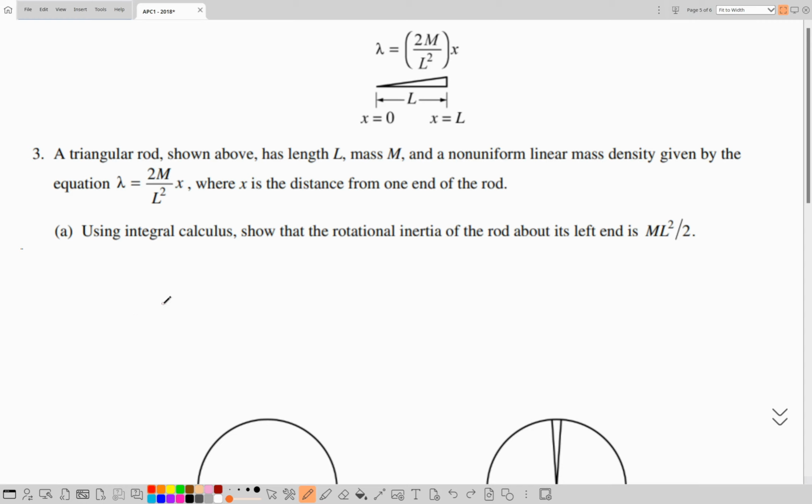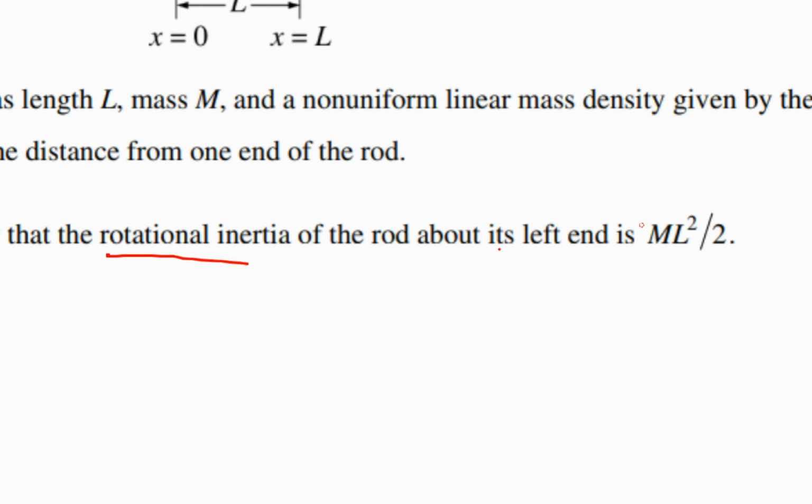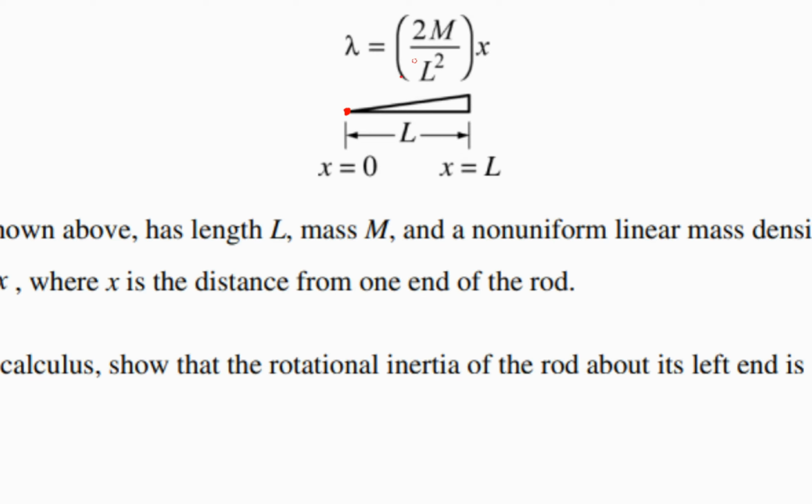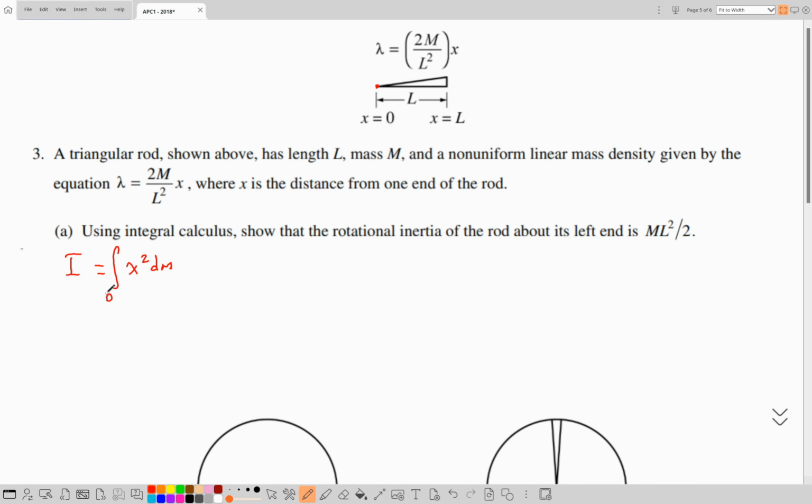Perfect. Part A. Using integral calculus, so they provided for you the method, show that the rotational inertia of the rod about its left end is given by ML squared divided by 2. Then the rotational inertia is given by the integral of x squared dm. Now, before we handle this integral, we need to specify the boundaries. Remember, we should choose the origin to be at the pivot. Here they're specifying that we need to determine the rotational inertia about its left end, which means this is the pivot for us, which is the origin, and indeed we're integrating from 0 to L. So that's 0 to L.